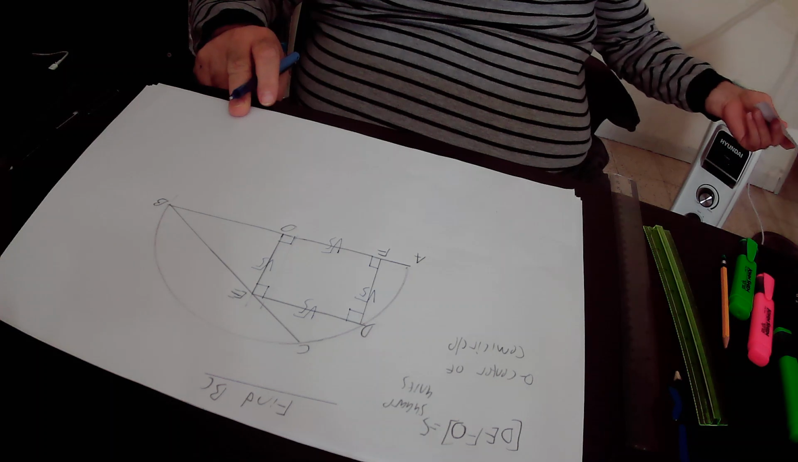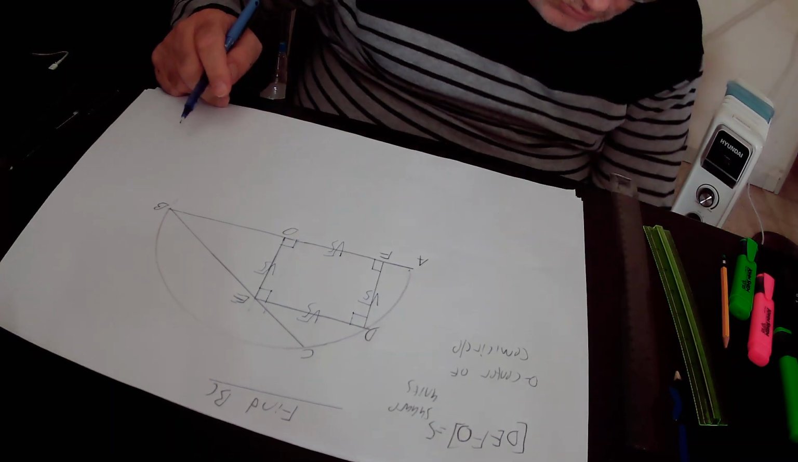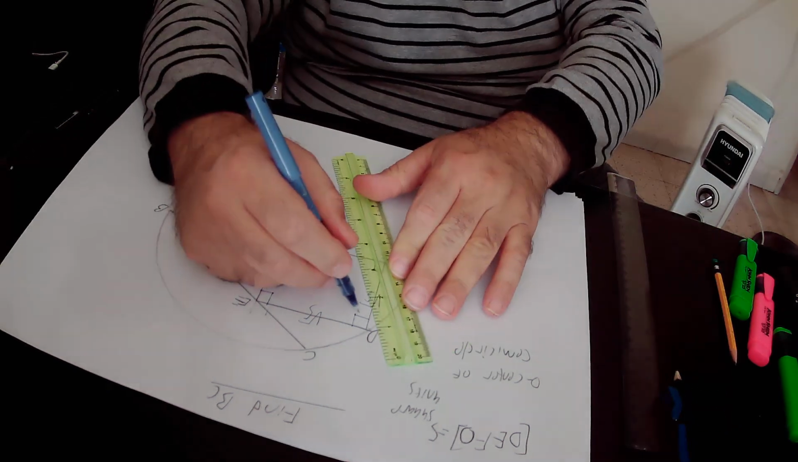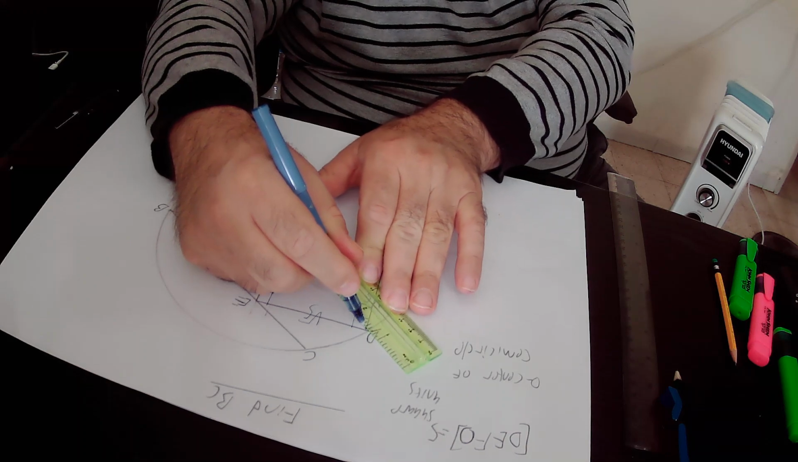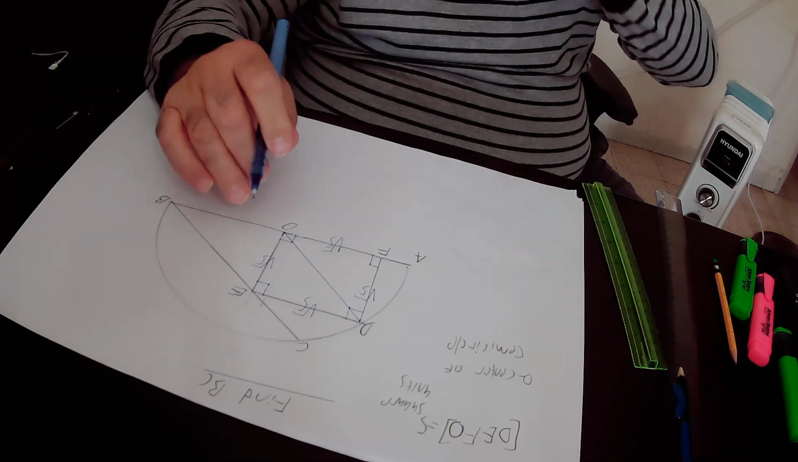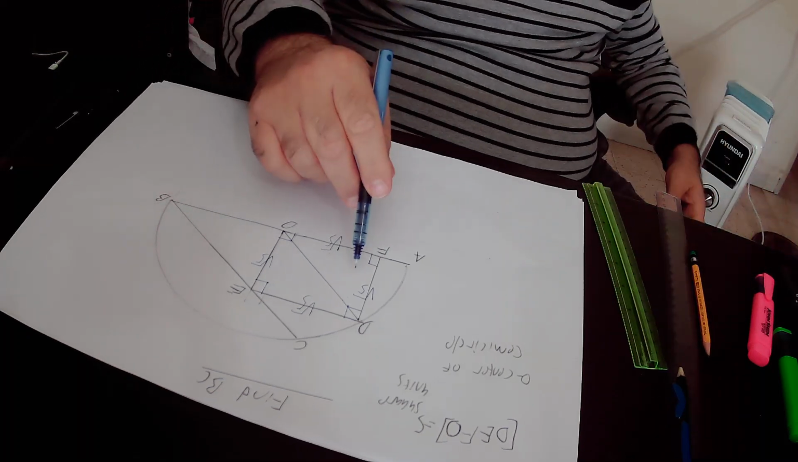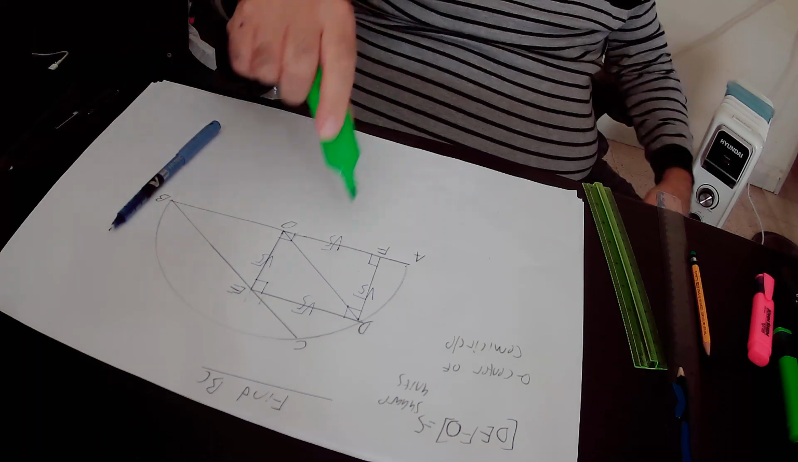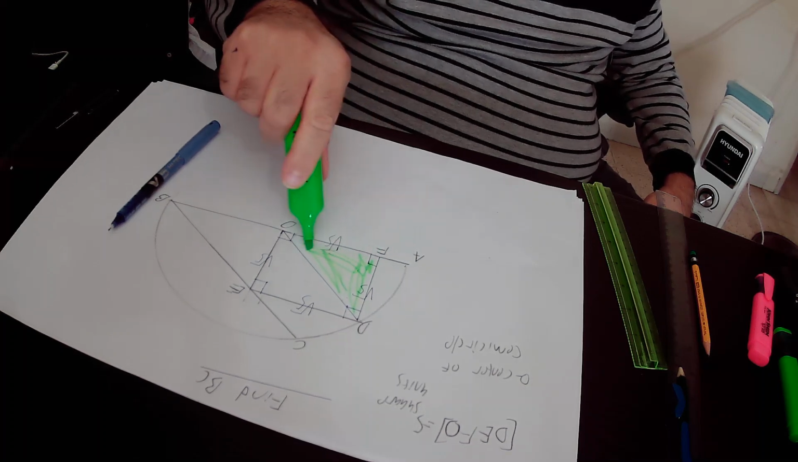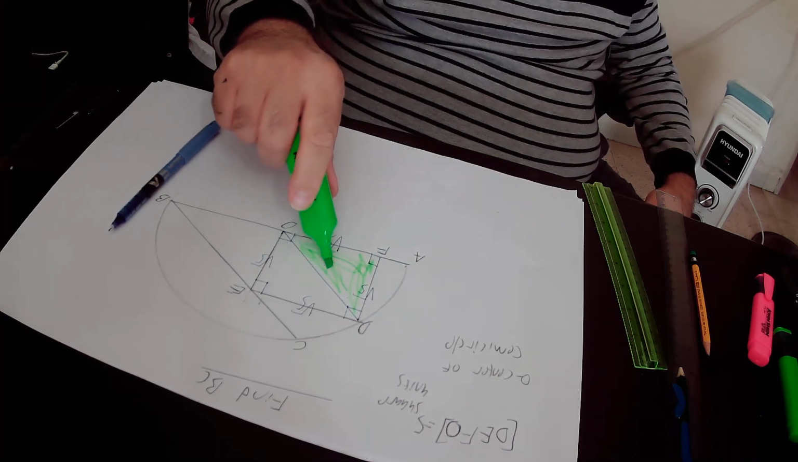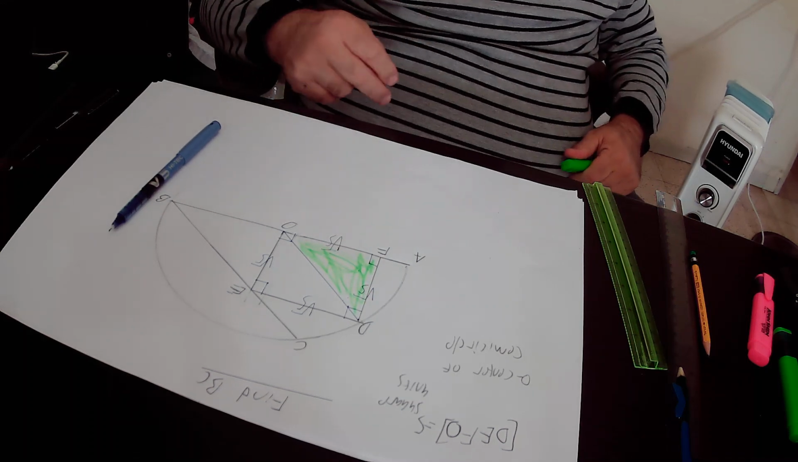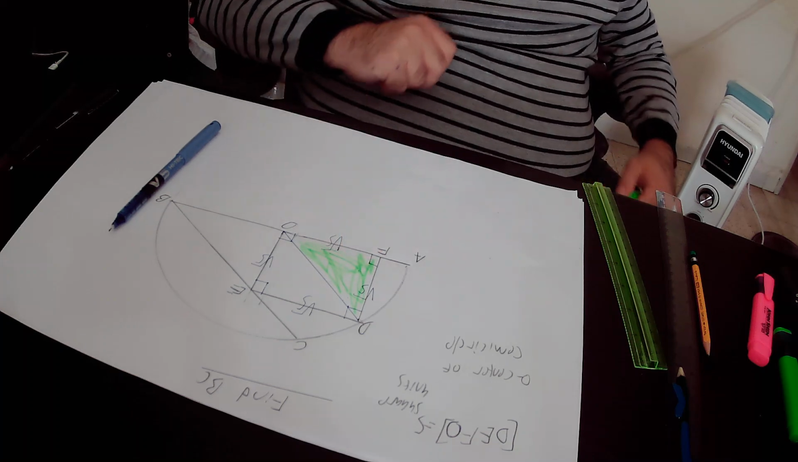In the next step, we will join points D and O together by a straight line. By joining points D and O, we actually created the right triangle DFO. The green triangle DFO is a right triangle because angle DFO is a right angle. So I copy the right green triangle in a new page and we'll implement the Pythagoras theorem on this right green triangle.